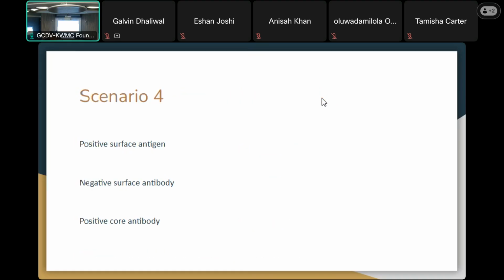So now we have a positive surface antigen, negative surface antibody, positive core antibody. What does this mean?